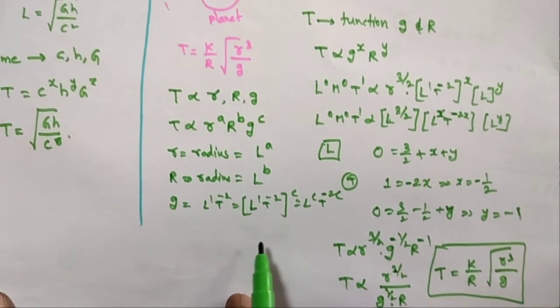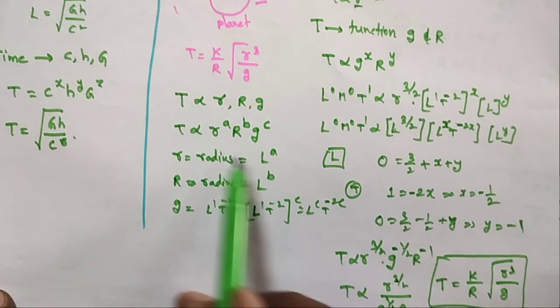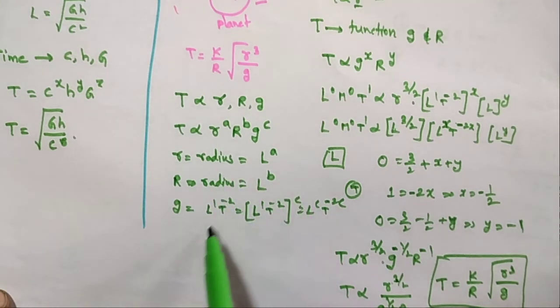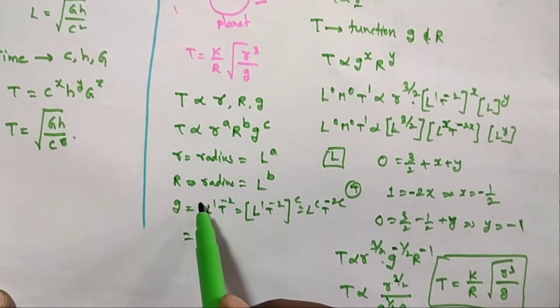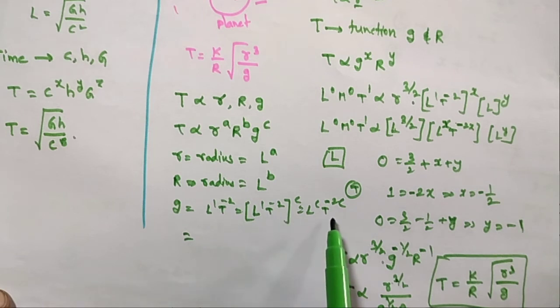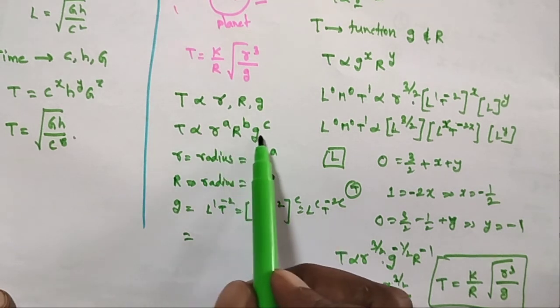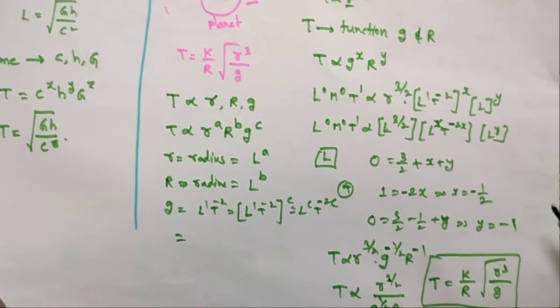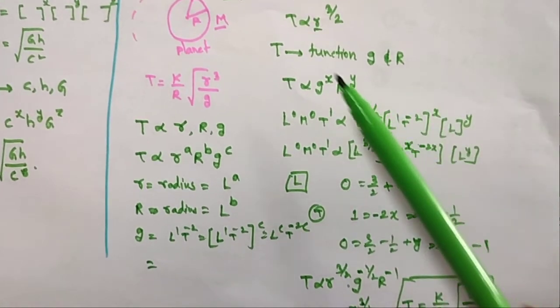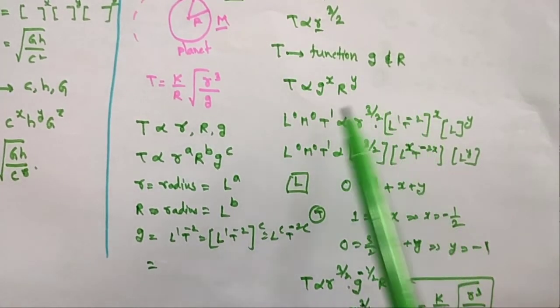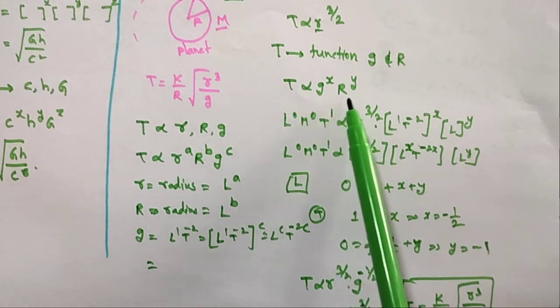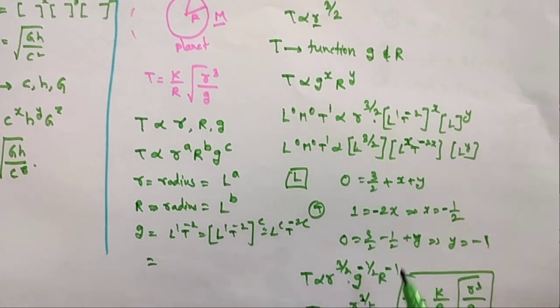But in this case you can also take the a, b, c values and calculate by this method, that is L power a, L power b, L power c. You can write a plus b plus c in some equation. So this is an easy method. So T is a function of g and r, so T is proportional to g power x r power y. So this is an easy method. So this is the third problem.